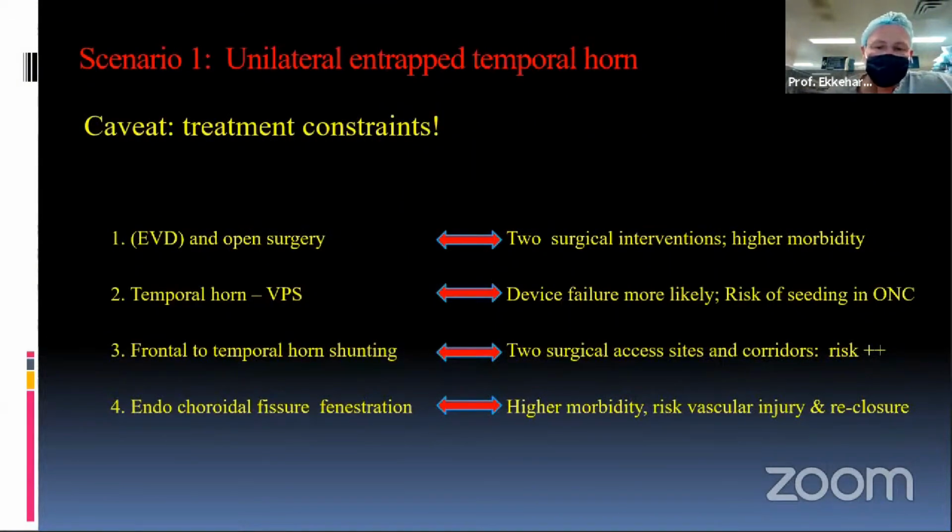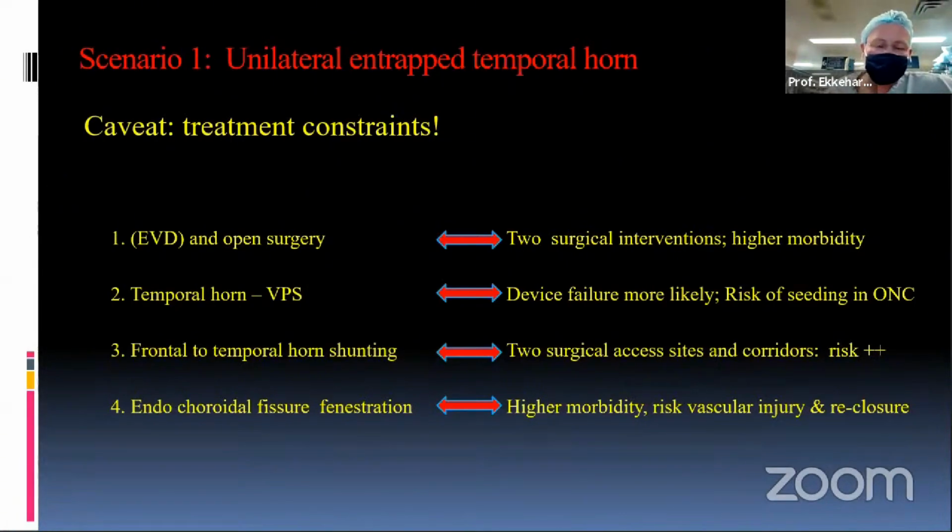If you place an EVD in open surgery, obviously you have two surgical interventions, which translates into higher morbidity. But if you can fix the primary neoplasm, that would be the way to go. If you place a shunt into the temporal horn, there's a chance of a device failure, which can be proximal at the level of the shunt valve or distally. And there's a risk of seeding if it's in a neoplastic case, let's say a metastasis to the choroid plexus. So I wouldn't prefer that.